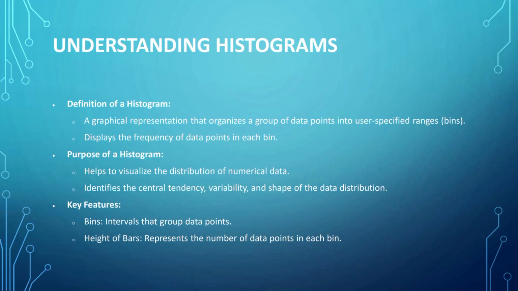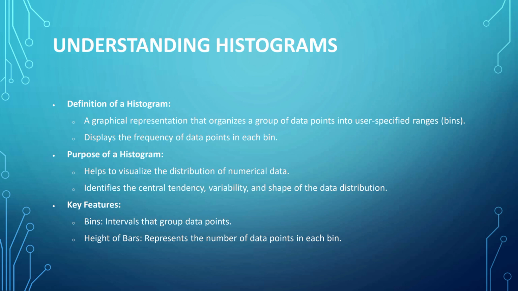A histogram is a graphical representation that organizes a group of data points into user-specified ranges known as bins. It displays the frequency of data points in each bin, allowing us to see how data is distributed across different intervals. The primary purpose of a histogram is to help visualize the distribution of numerical data. It allows us to identify the central tendency, variability, and shape of the data distribution.